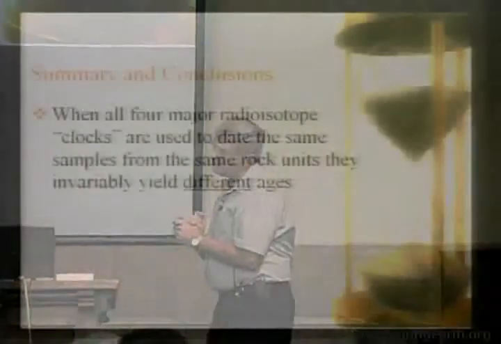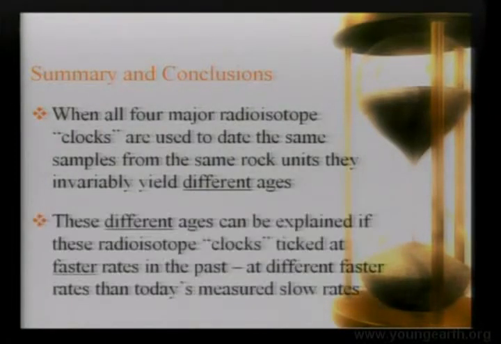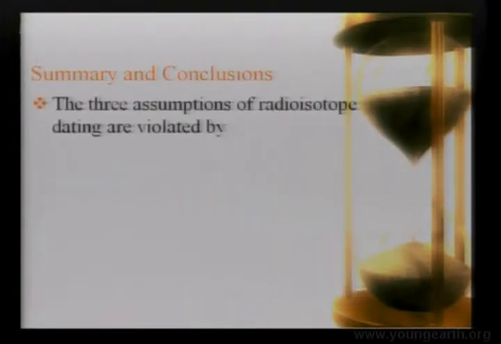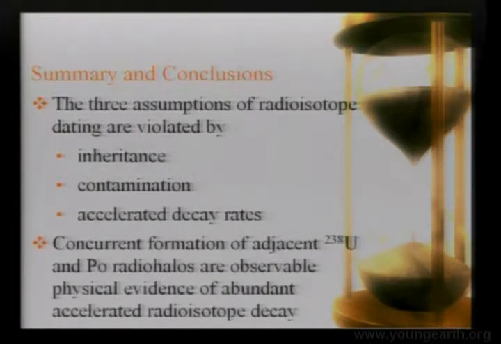When all four major radioisotope clocks are used to date the same samples from the same rock units, they invariably yield different ages. The different ages can be explained if these radioisotope clocks ticked at different, faster rates in the past than the slow measured rates we see today. The three assumptions of radioactive dating are violated by inheritance, by contamination, and by accelerated decay rates. So if the assumptions are violated, then the very methods themselves cannot be trusted.